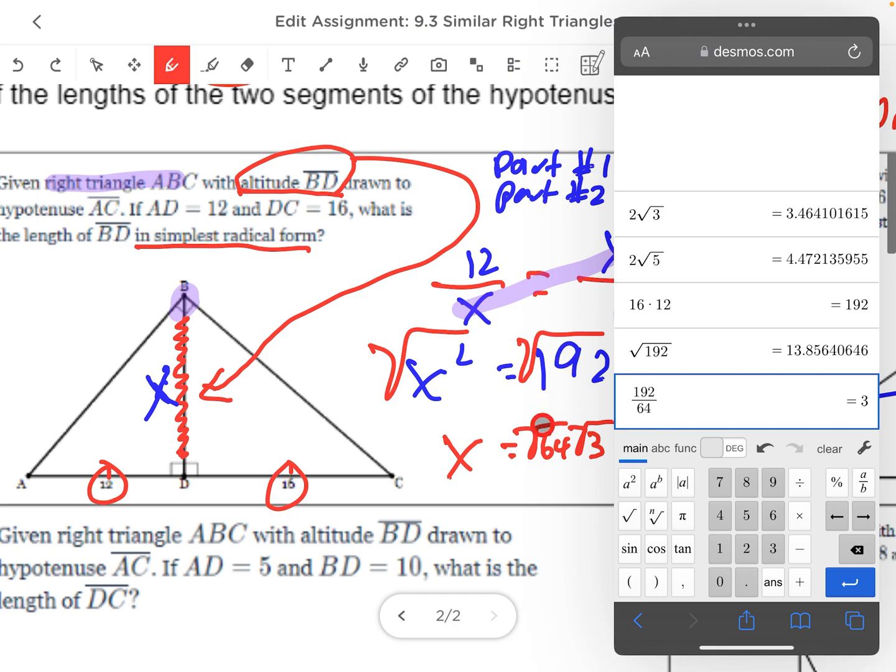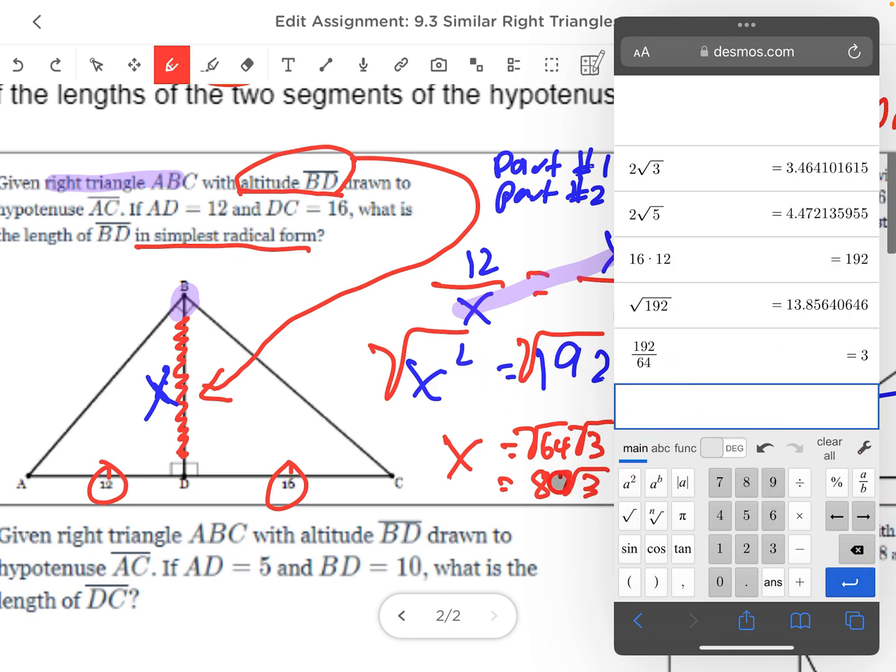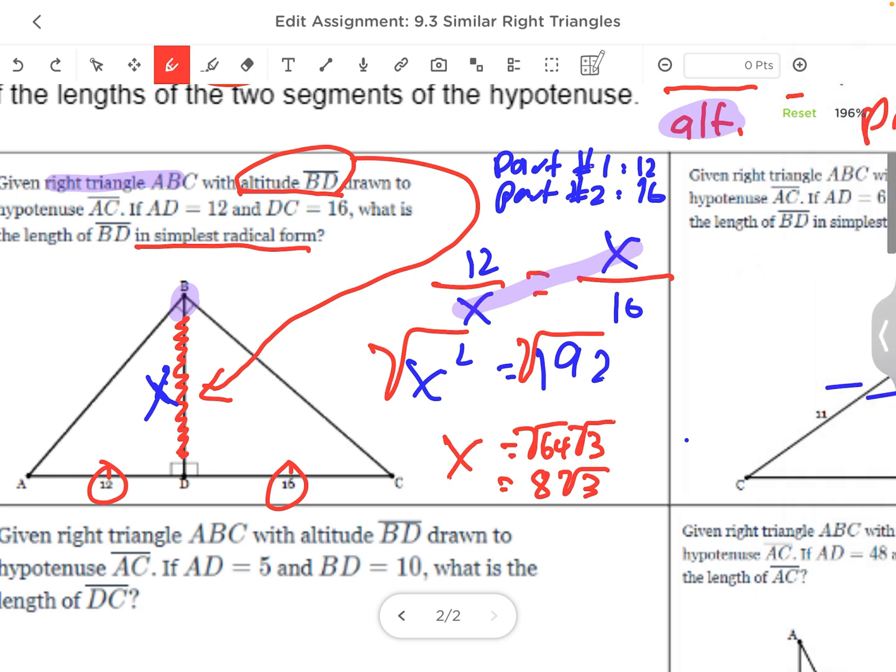So now we're just going to simplify that, right? The square root of 64 is 8, and then we bring down our last part. Let's check that out. If I put in 8 square roots of 3, it should be the same as this, and it should be the same root as that, right? That's how we can check our answer. So that is our answer in simplest radical form.